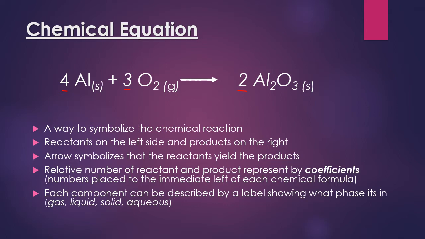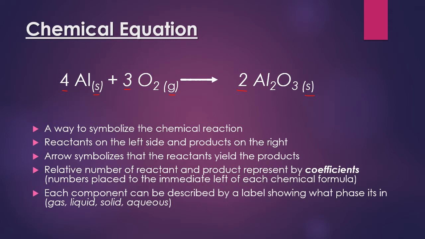One other thing I want to point out is that there are also little letters after each element or compound. These letters tell us what physical phase that particular element or compound is in. Aluminum has an S after it, which means it's solid. They took a solid piece of aluminum and put it in the flask. Oxygen has a G, which just says that it was a gas. So they pumped oxygen gas into the flask. When the reaction was complete, the product, aluminum oxide, has an S by it, so it was a solid.